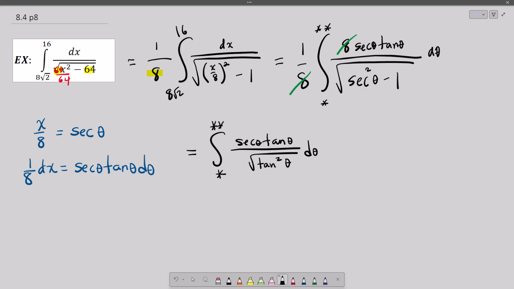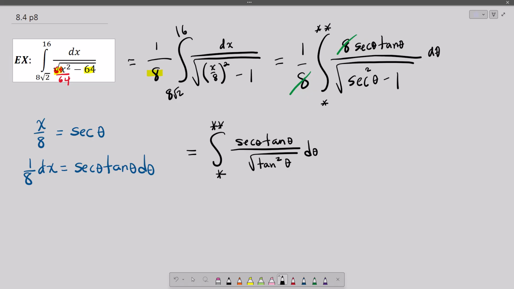And that's square root of tangent squared. If there were no limits of integration, we would just instantly say square root of tan squared is tangent. But because there are limits of integration, we have to make sure that they've put us in the right quadrant, that square root of tan squared is tangent and not negative tangent.